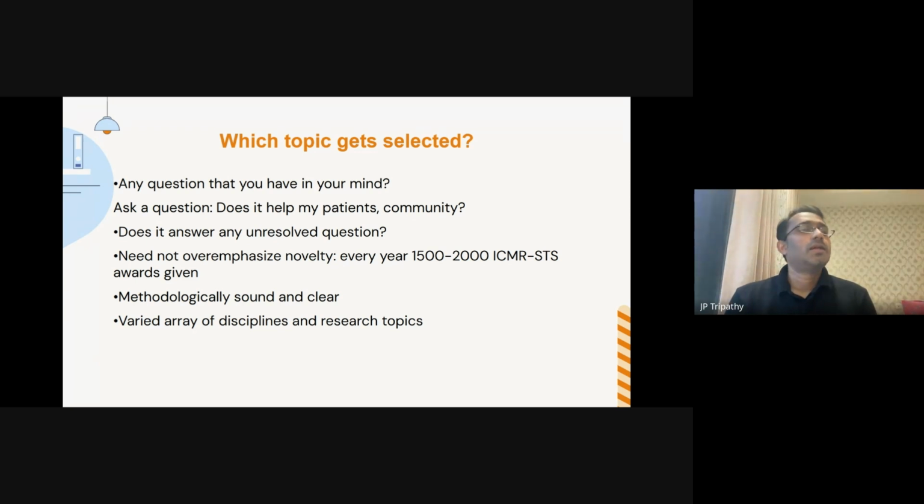The only domain, but I'm not saying that you should go for this domain, that I have seen picked up recently is in the field of yoga, meditation, mental health. I'm not saying you should go only for these domains, but these are some of the domains which have picked up in the last few years, and people have got ICMR awards on these topics. Next slide, please.